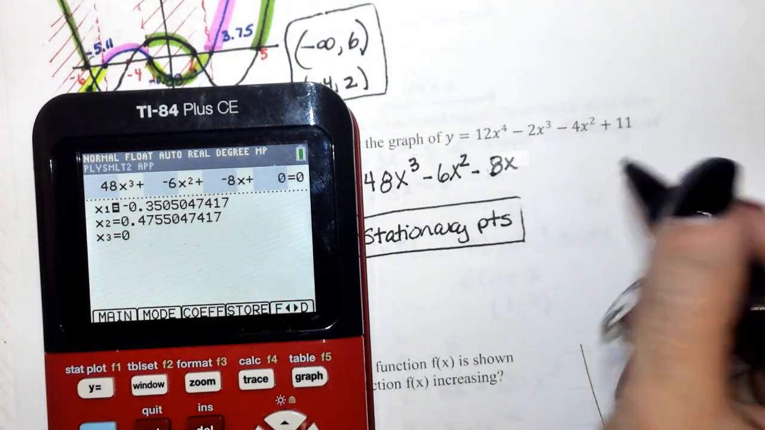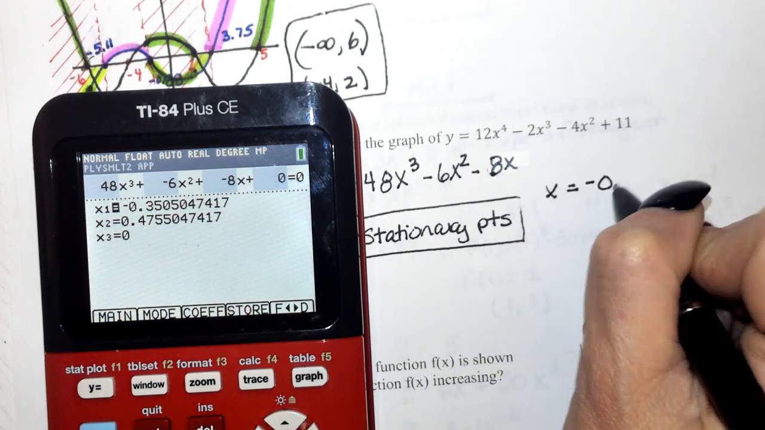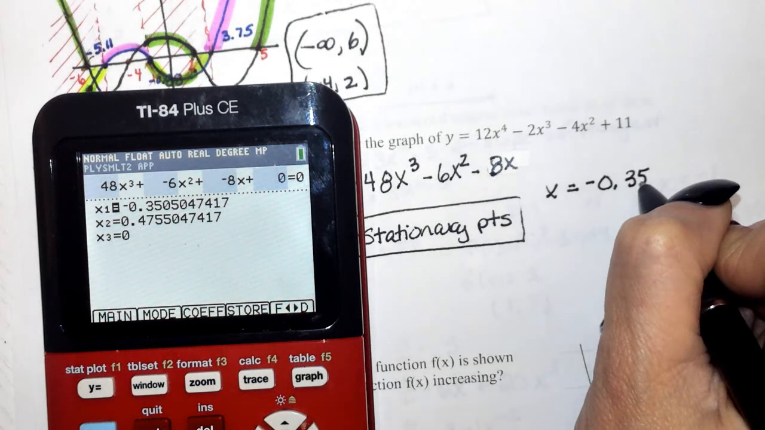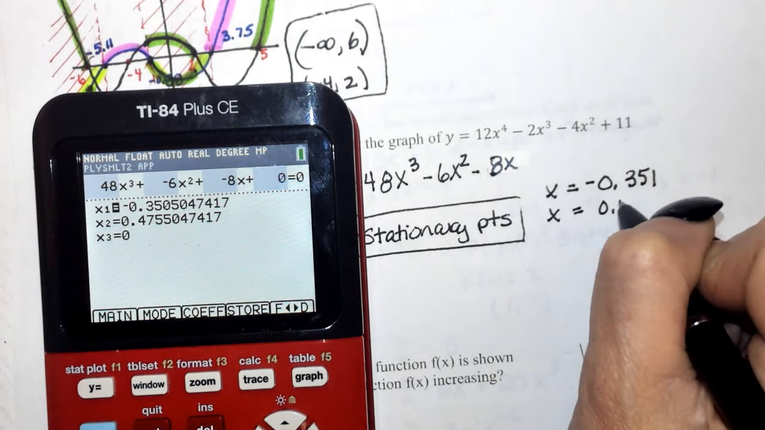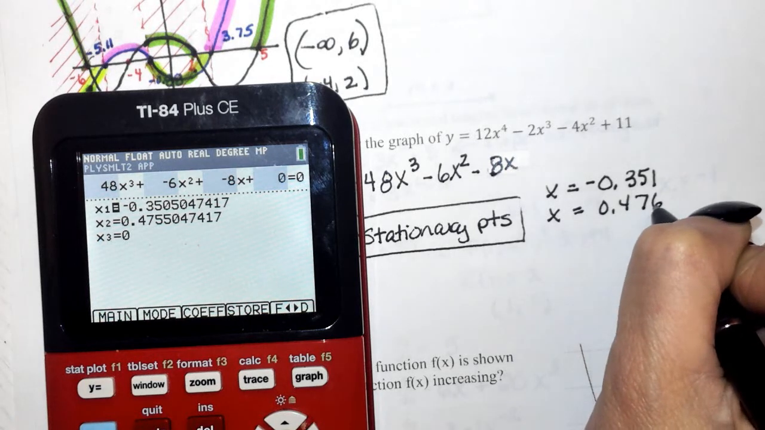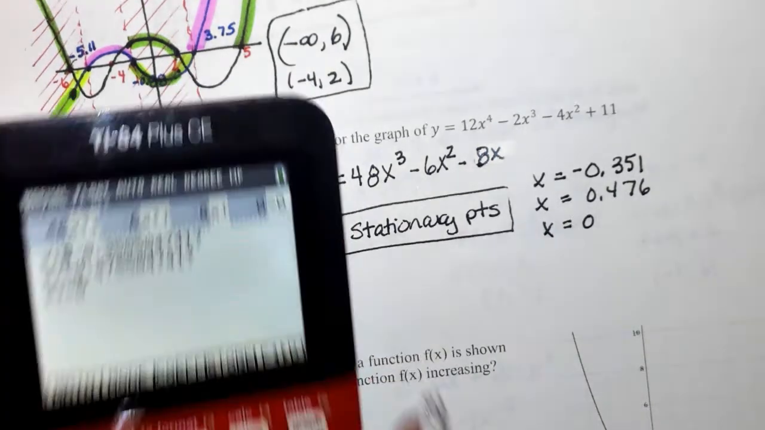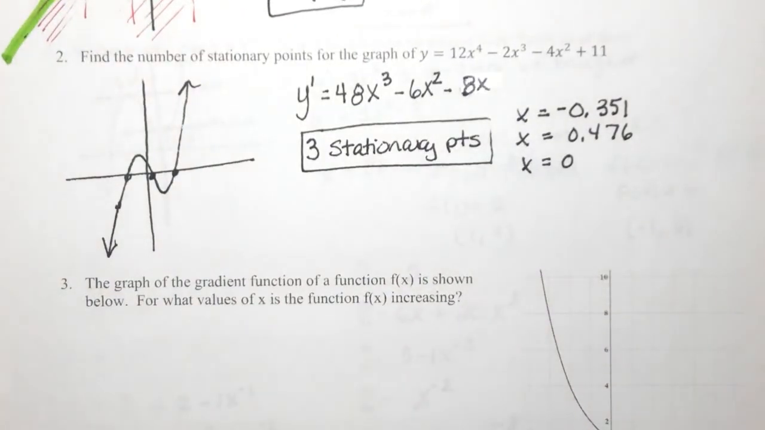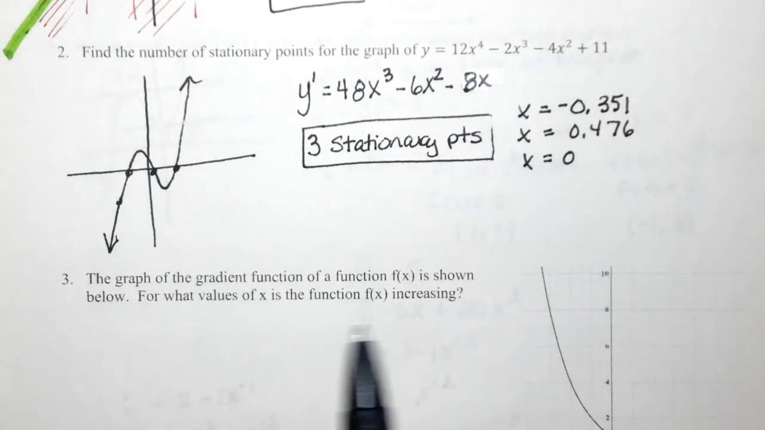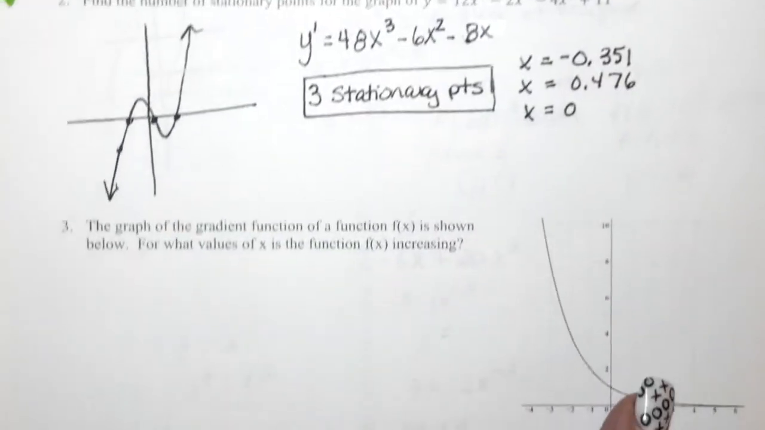So if I wanted to know them all, I could say the turning points are at x equals negative 0.351, 3 sig figs. The other one is at 0.476, and the last one is at 0. Those are my 3 turning points. Those are my zeros. Those are my turning points from a graph. It said find the number. It did not say find what they are. So we're really just looking for 3, but if you wanted to know what they were, we could tell you.